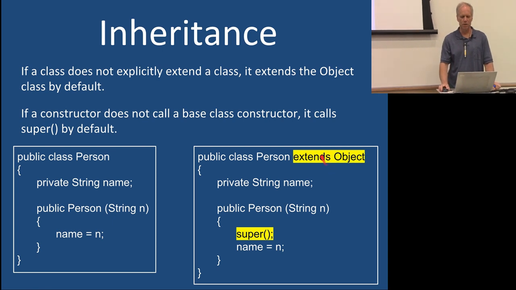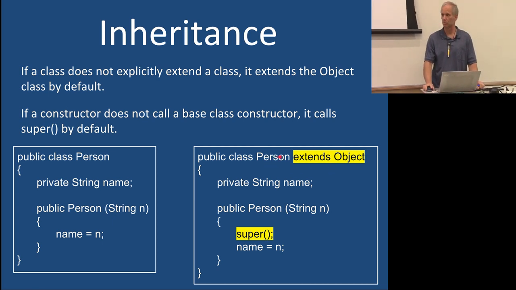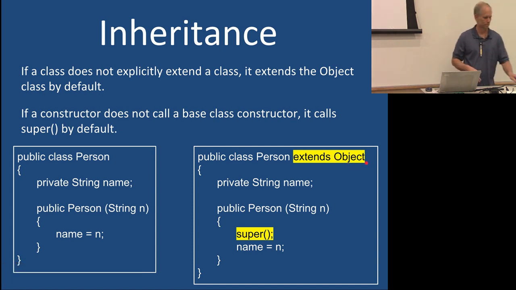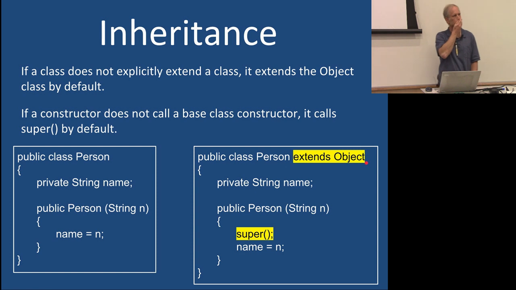Okay, so he's asking, suppose some other class extends Person. Its constructor will have to call this constructor right here, which will in turn call the Object constructor. Yeah? Does Object have any other constructors that take parameters? Object just has one constructor that takes no parameters.